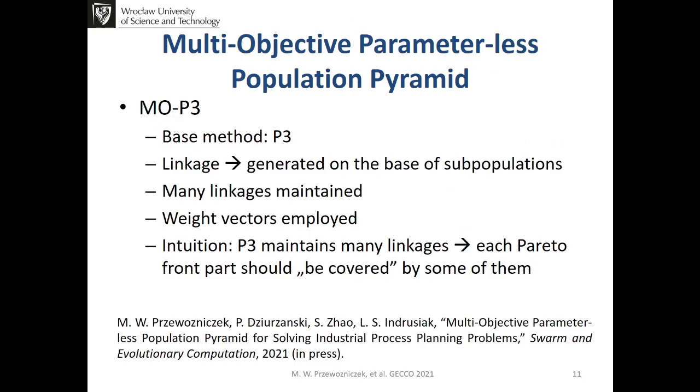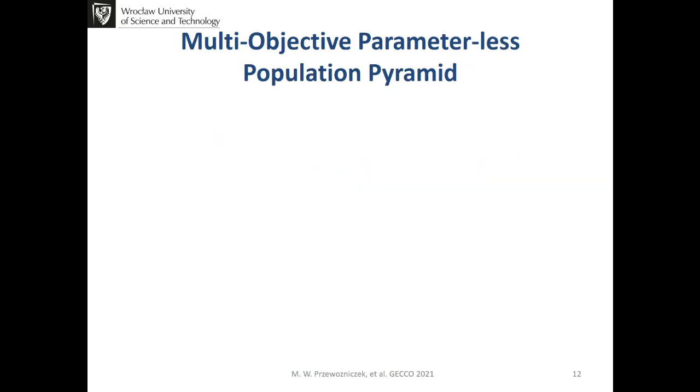So our proposition is to use multi-objective P3. We have proposed the multi-objective P3, which is based on the P3 method. The linkage in P3 is generated on the basis of many subpopulations, and this method maintains many different linkages, many different decompositions at the same time. We also employ weight vectors, and the intuition behind this proposition is that since P3 maintains many linkages, then maybe each Pareto front part will be covered by some of them, at least by some of them.